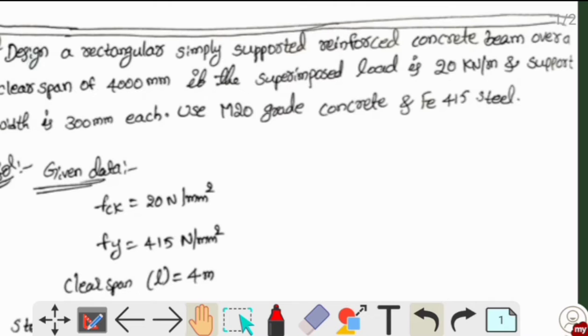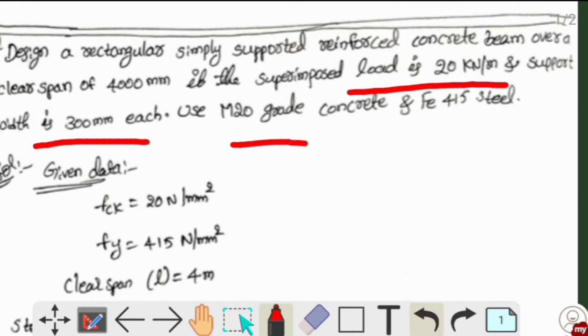Let's see one example. Design a rectangular simply supported reinforced concrete beam over a clear span of 4000 mm. If the superimposed load is 20 kN per meter and the supported width is 300 mm each, use M20 grade concrete and Fe415 steel. Let us solve this problem.